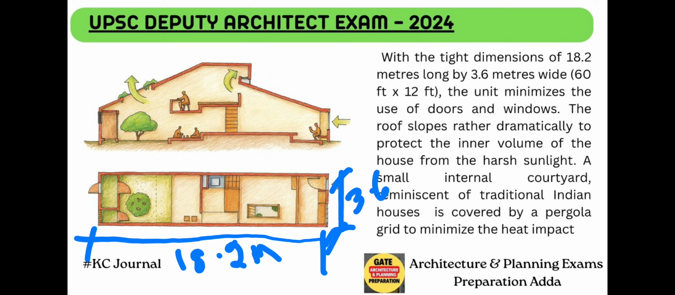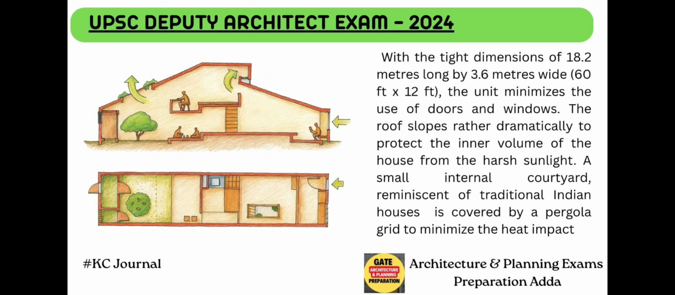Doors and windows also they have created in a very minimal manner. The roof slopes rather dramatically to protect the inner volume of the house from the harsh sunlight. It will also protect in a way. A small internal courtyard, whatever we have discussed, reminiscent of traditional Indian houses, is covered by a pergola grid to minimize the heat impact. So we got the points.